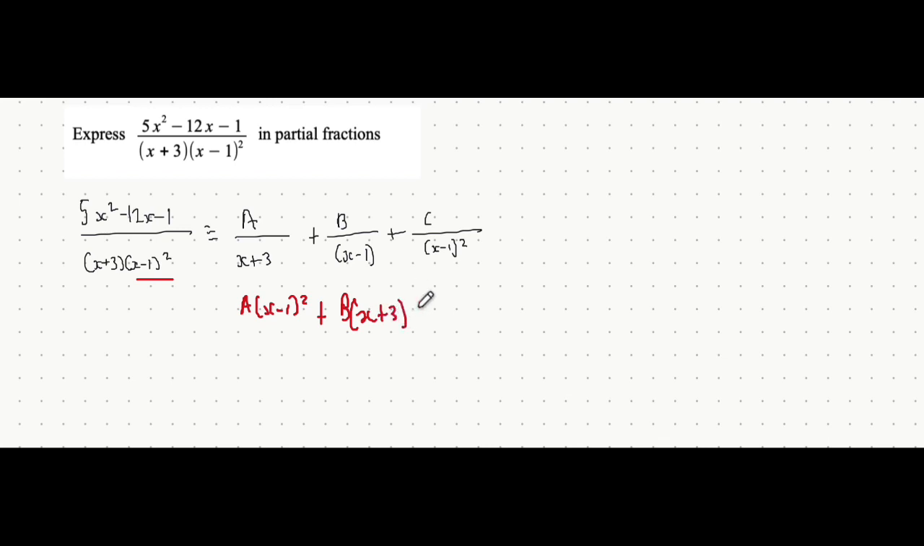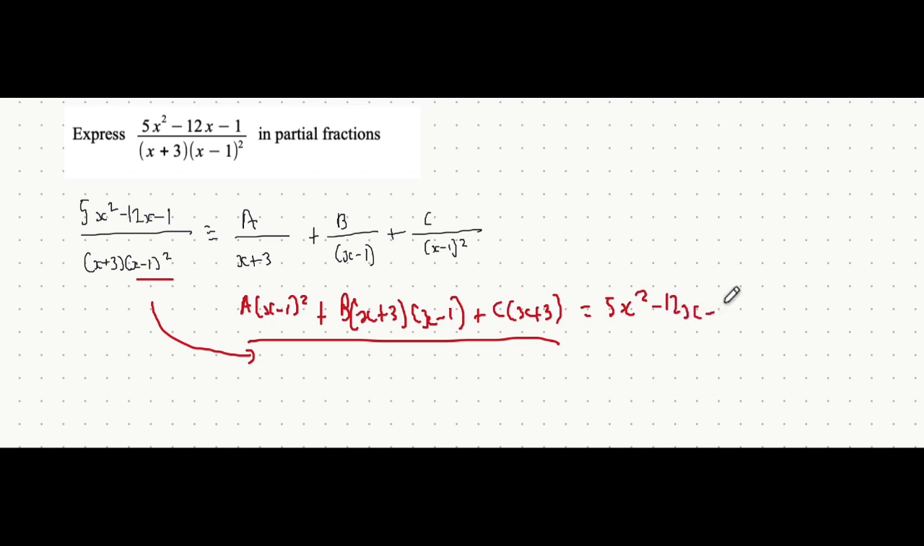B lots of x plus 3 and x minus 1. Now this last term, to go from x minus 1 squared to this denominator, we multiply top and bottom by x plus 3. The denominator is now just going to be all of this. But the usefulness of this is now we can compare the numerators on both sides to each other and make them equal to each other. So we can say it's equal to 5x squared minus 12x minus 1.